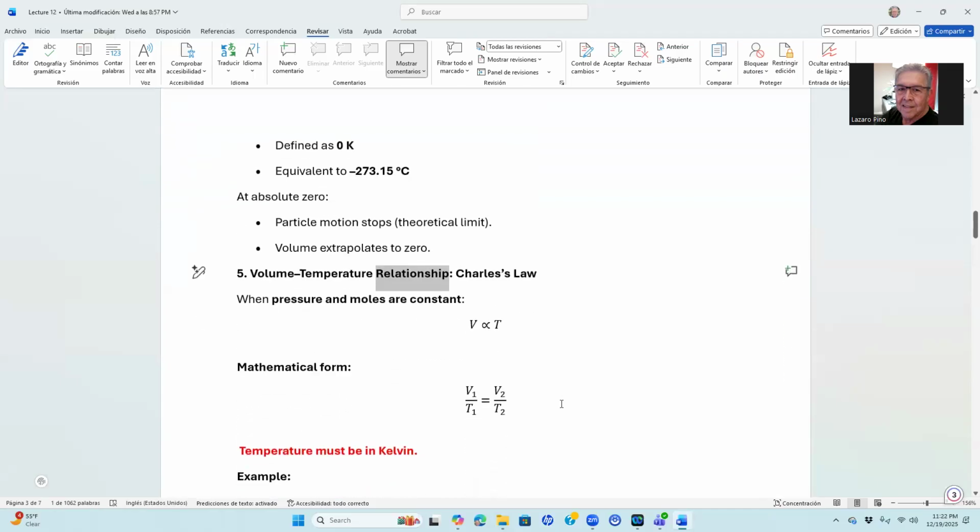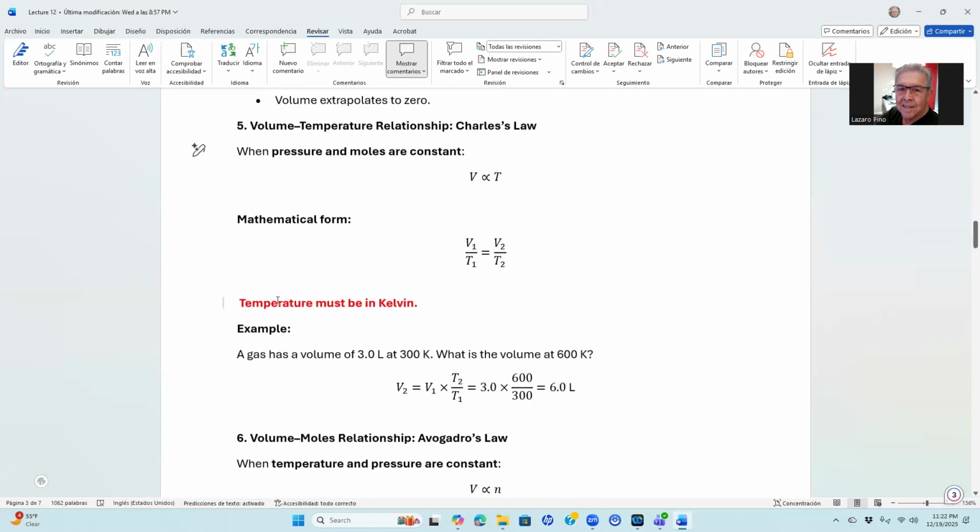5. Volume-to-temperature relationship, Charles's law. When pressure and moles are constant, you can see that the volume is directly proportional to temperature, and this is the mathematical form of the law. Remember that the temperature must always be in Kelvin.